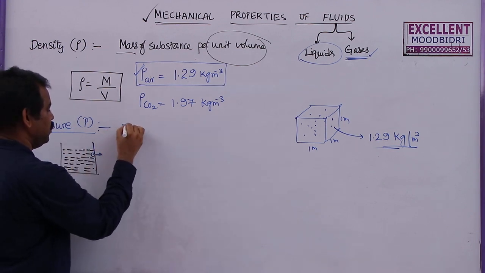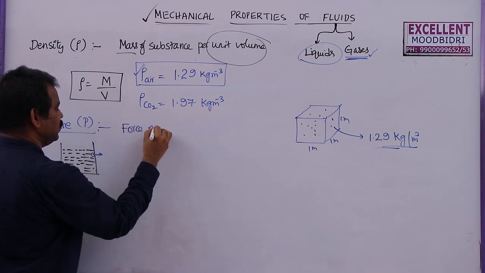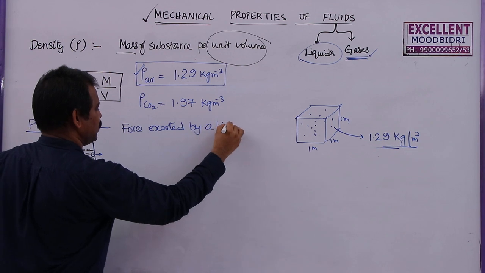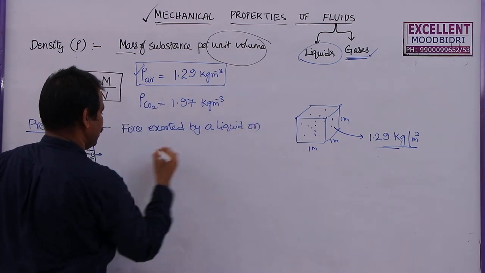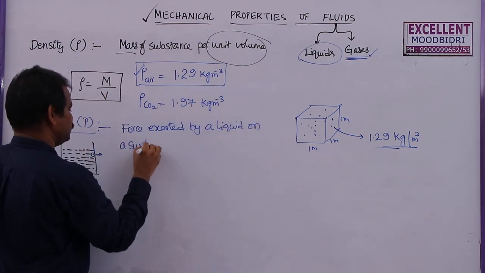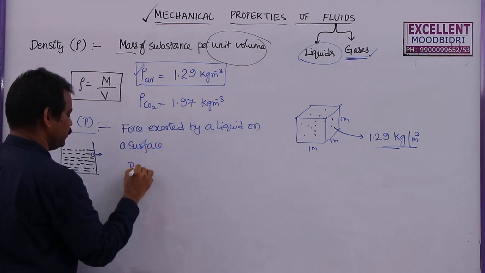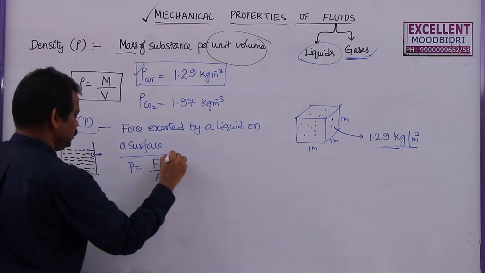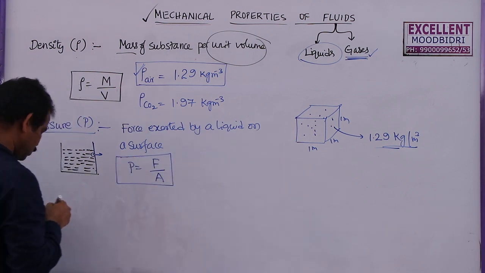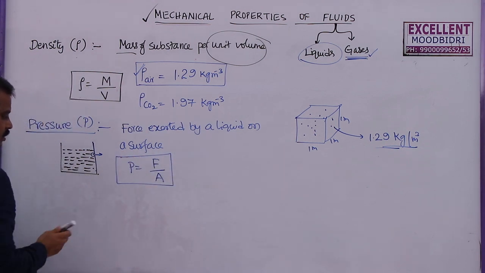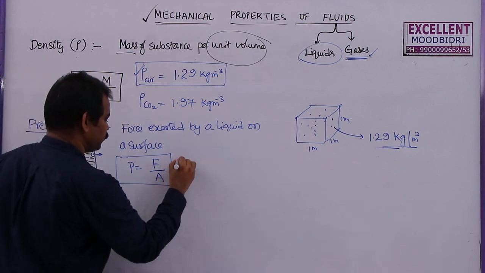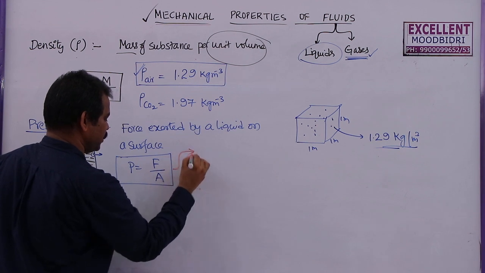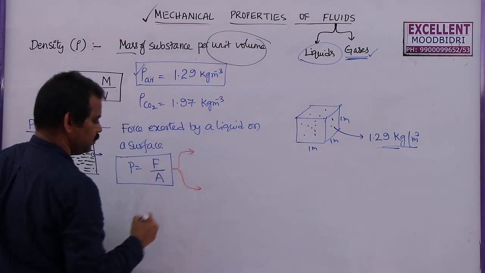So pressure is the force exerted by a liquid on a surface. So pressure is given by force acting per unit area. So this is the formula for pressure. So what is this pressure? So we can write the SI unit and dimension formula for this one. What is the SI unit for pressure and the dimension formula for pressure?